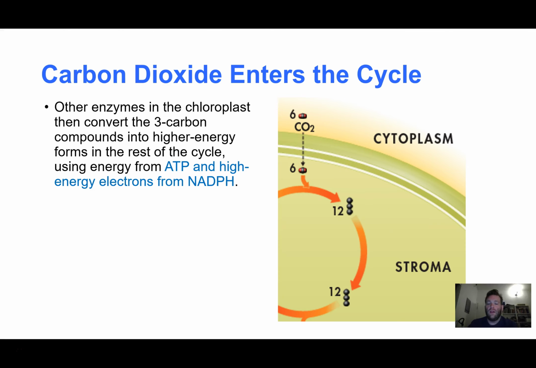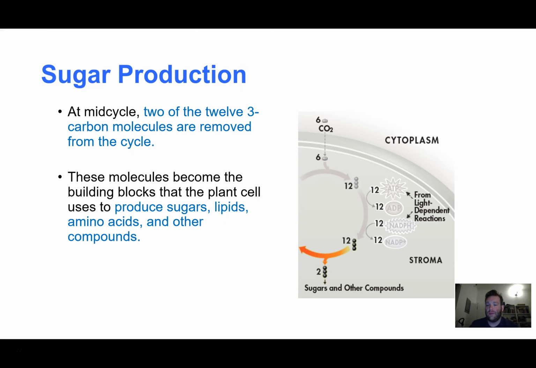As we're going through this process, other enzymes are going to react inside the chloroplast. Specifically, there's an enzyme called rubisco, which is one of the most prominent enzymes on the planet. It's the most common protein that you can find on Earth. And it's a protein that allows us to use this carbon dioxide to actually build these different sugars. It's very important for the entire process. So other enzymes in the chloroplast convert these into higher energy forms using the ATP and the NADPH that we produced.